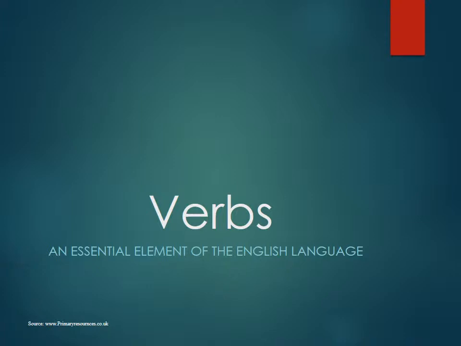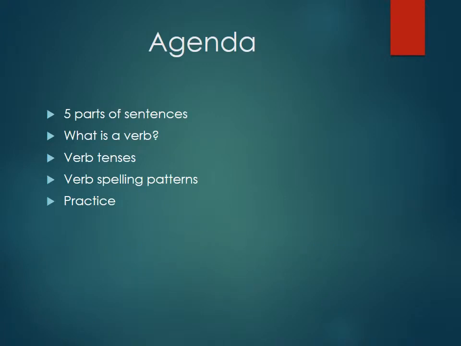All right, so this will be an essential element of the English language, verbs that is, and it's really important that we go over it. So in this presentation, I'm going to go over the 5 parts of a sentence, just as a review. What is a verb? Verb tenses, verb spelling patterns, at least some of them, and then we'll apply our knowledge with some practice.